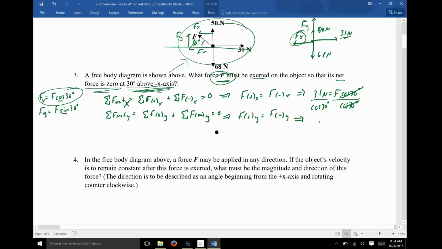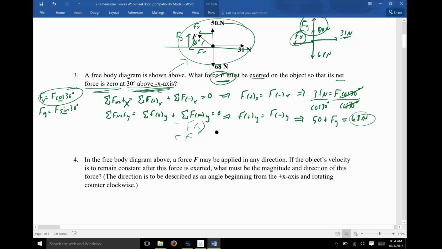So we substitute a few numbers. In the positive y direction, I have 2 of them. I have 50 and I have F sub y, and I get that from this picture up here. So 50 plus F sub y equals the force downwards, which is 68 newtons. We don't put a negative because it was a negative number right here. So to just move it over, we added it. That's why this number is no longer negative.